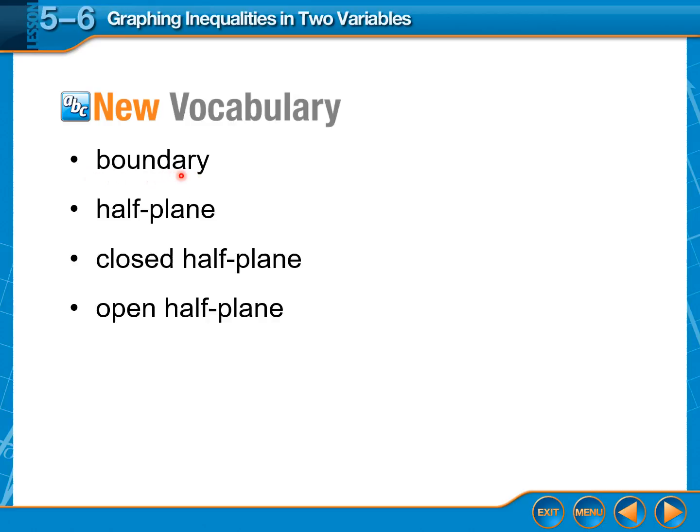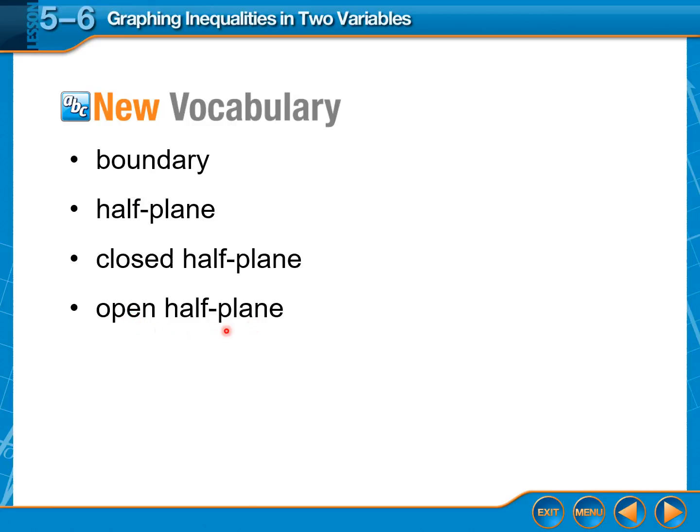The boundary is what splits the graph into two what are called half planes. Which makes sense. We split a graph in half, one half plane is true, the other half is false. So the boundary splits the graph into two half planes. Then we're going to look at two different types of graphs, one with a closed half plane and one with an open half plane. A closed half plane is a graph that has a boundary line that is included in the solution. So the boundary line is going to be a solid line because all of the values on that line are included in the solution.